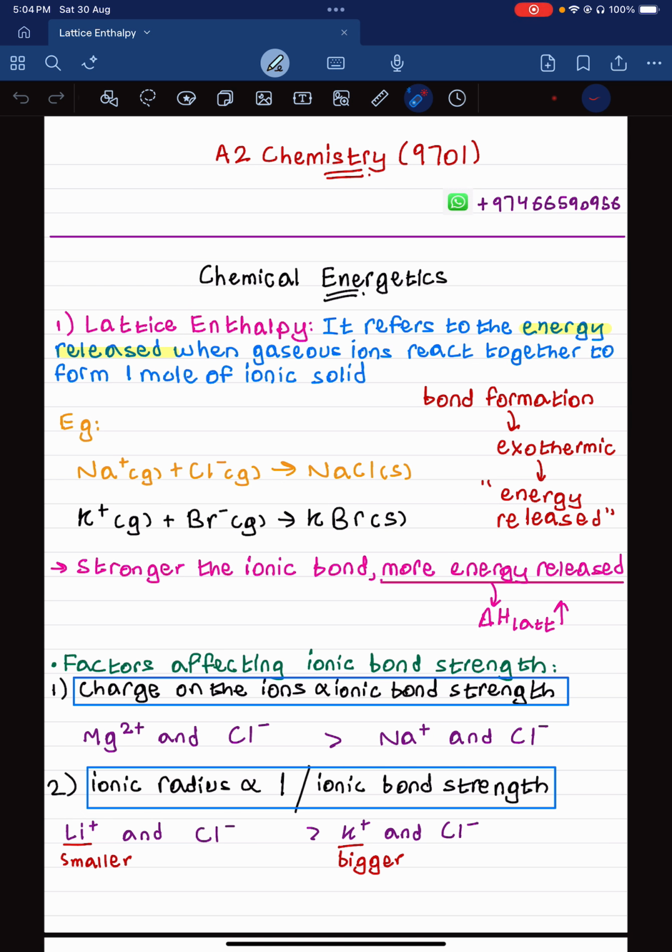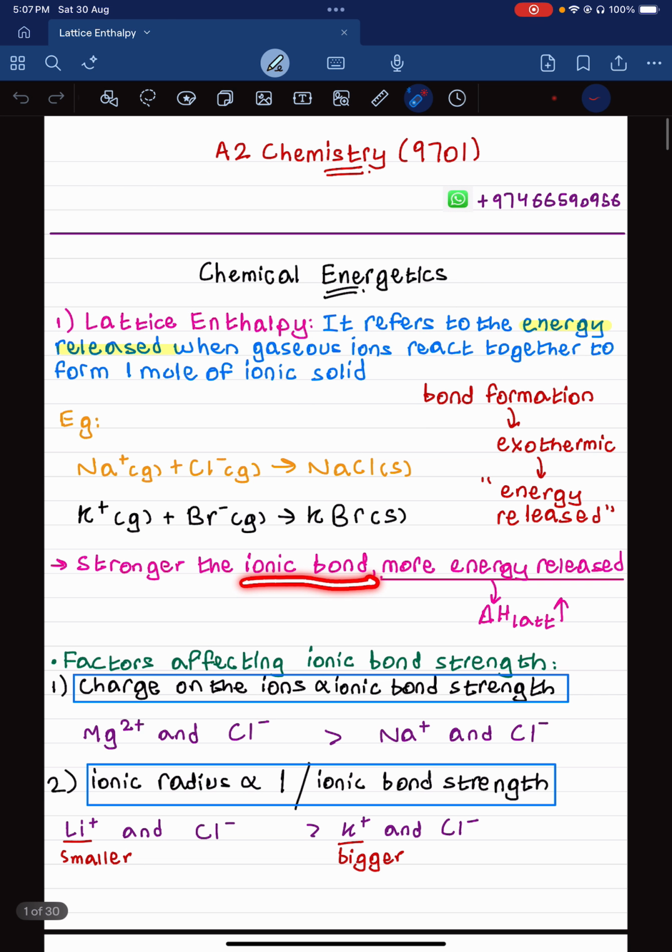Now, when an ionic bond forms, what does it actually mean? It means that electrostatic forces of attraction are developing. I repeat, when an ionic bond forms, it actually means that electrostatic forces of attraction are developing between oppositely charged ions. So let's say I have a sodium ion here and a chloride ion here. Between both these ions, some forces of attraction are developing. These are called electrostatic forces of attraction, or in this case, it's called an ionic bond.